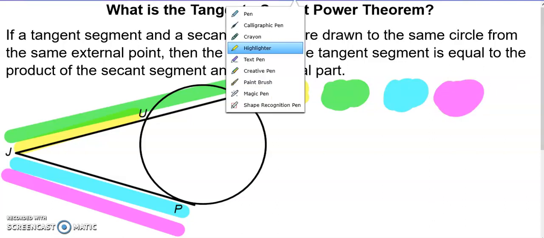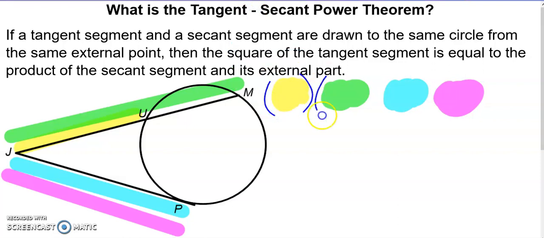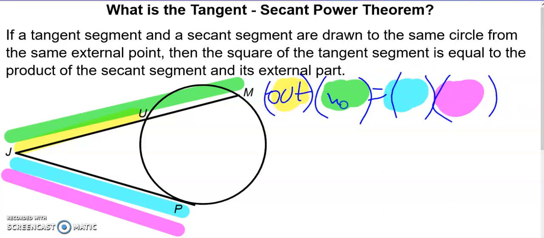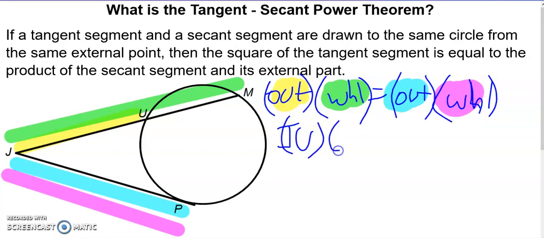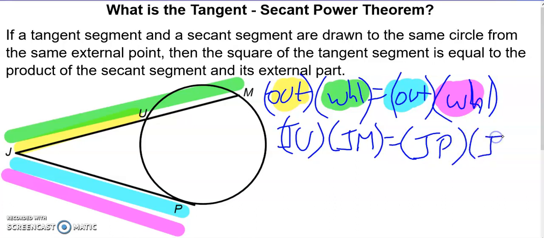So I like to think about it just like the secant. Outside times whole equals outside times whole. So that's going to be JU times JM, and that equals the outside of the tangent, JP. Well, the whole tangent length is again JP because all the tangent is outside the circle.